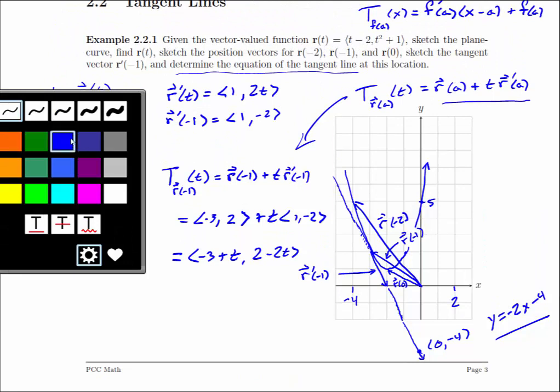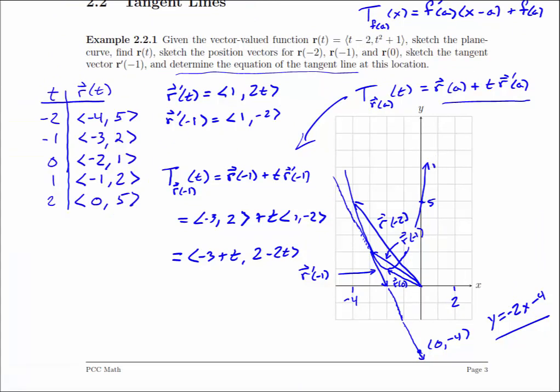So here I have r of t, and this is the tangent line. Okay, so I fixed that, and that is general good practice to be labeling your functions on graphs that you create.